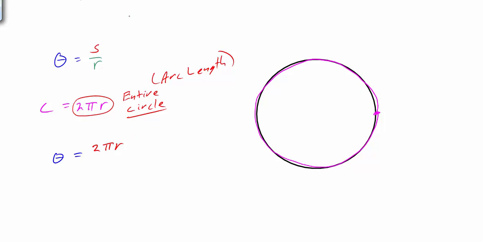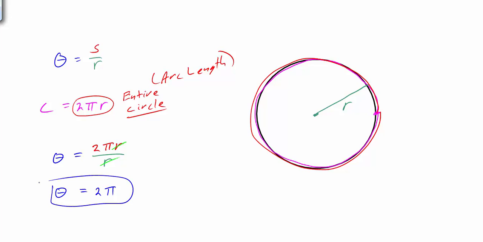Okay, so there's the circle. The arc length is this whole circle. And of course, what do we divide by? We divide by the radius. Well, the radius of the circle we know is going to be r. So if we divide this by the radius, we have 2 pi r divided by r. And since this is all multiplication and division, the radius will cancel out. And we find that theta is equal to 2 pi.